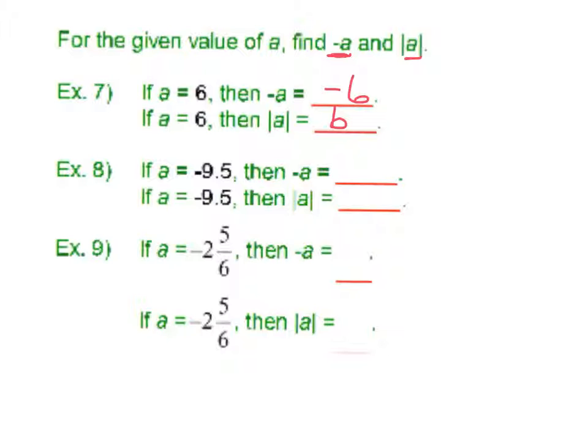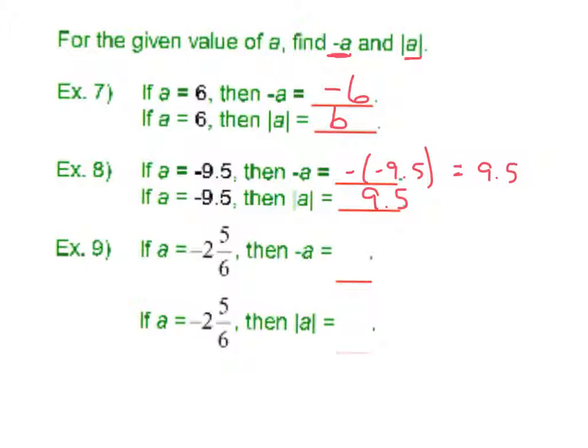For A is equal to -9.5, if you want the opposite, you want a negative of a -9.5. So you want the opposite of a -9.5. That would be a +9.5. And again, anytime you see a negative like this, that means it's going to be positive. Now the absolute value of -9.5 would be a +9.5.